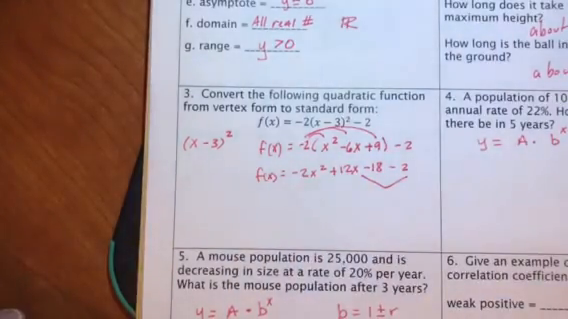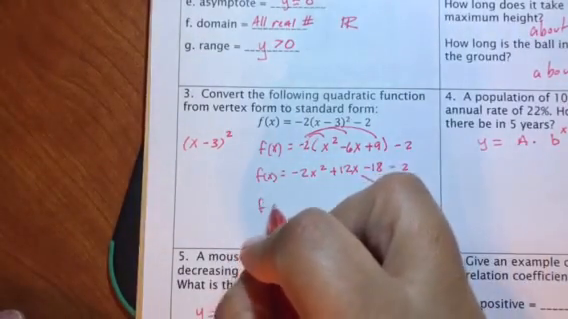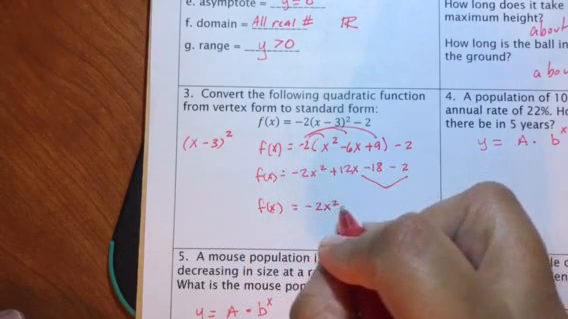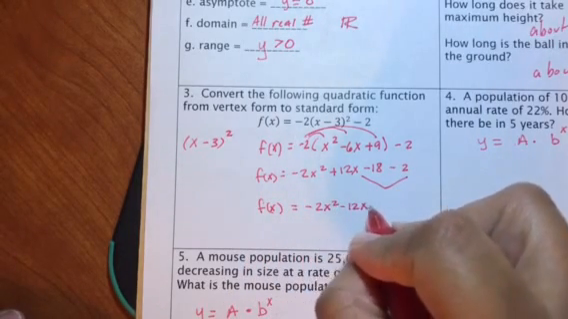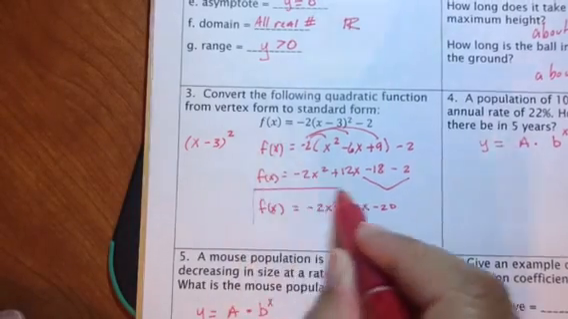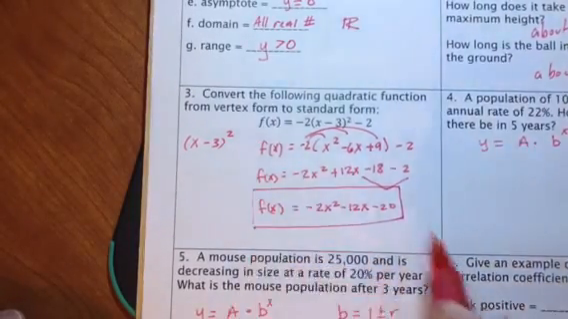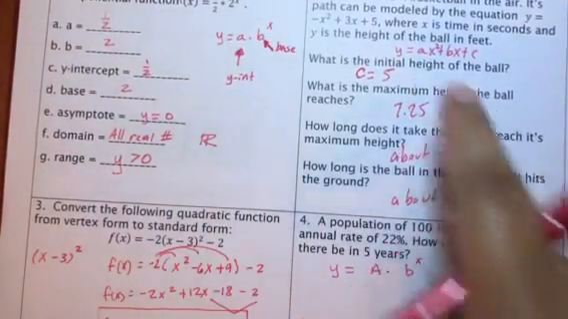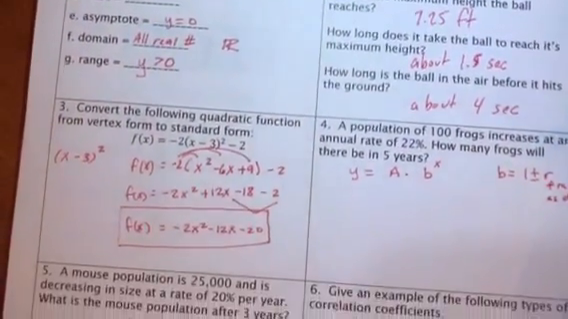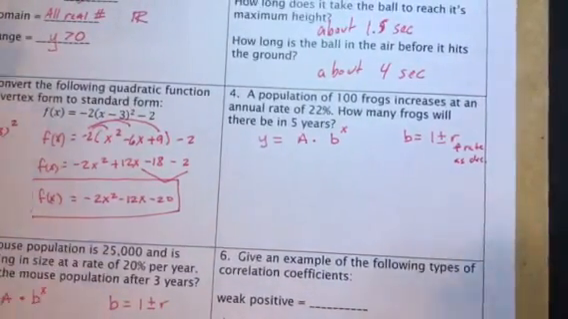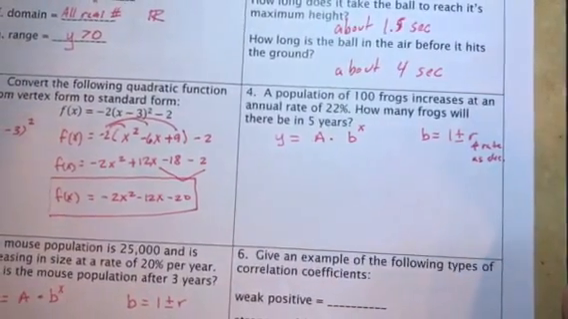Terms are like terms, so I can go a step further and say -2x squared plus 12x minus 20. And that's our answer, because now it's in the standard form that we wanted. Alright.